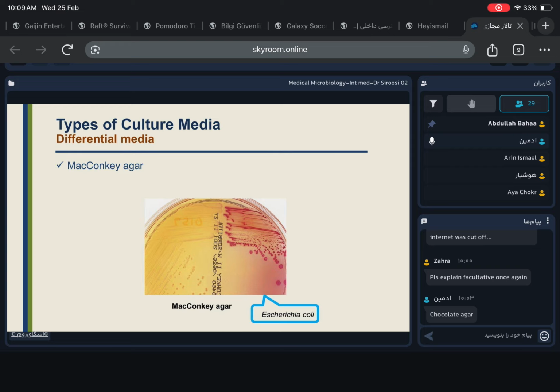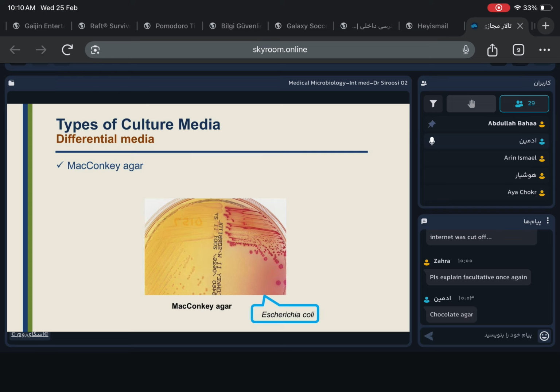So if you see pink colonies on the MacConkey agar, it means that your bacterium in question is lactose positive. So it means that your bacterium has been able to use lactose in its metabolism. And if you don't see pink colonies on the culture medium, it means that your bacterium is not able to use lactose in its metabolism. And you can differentiate bacteria based on the ability to use lactose in their metabolism or not.